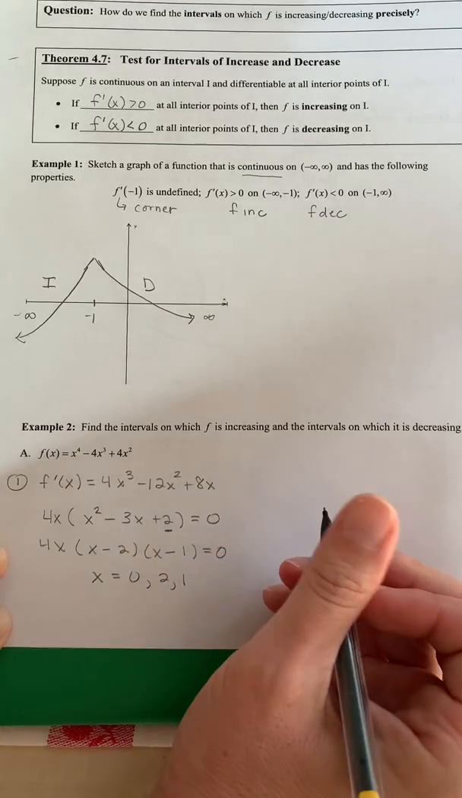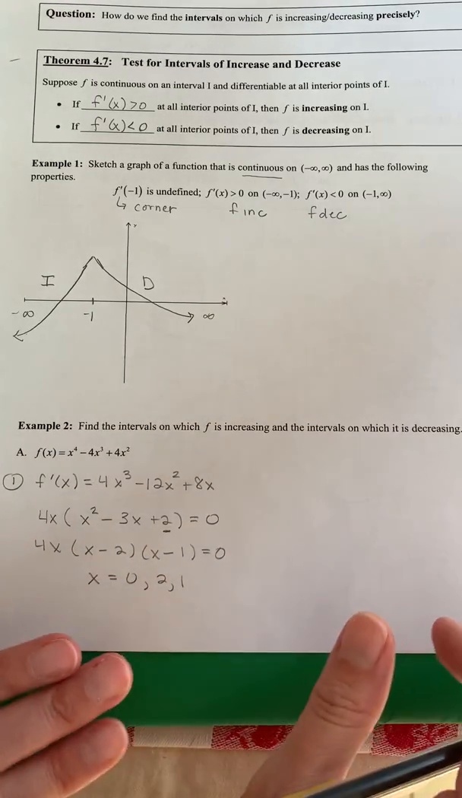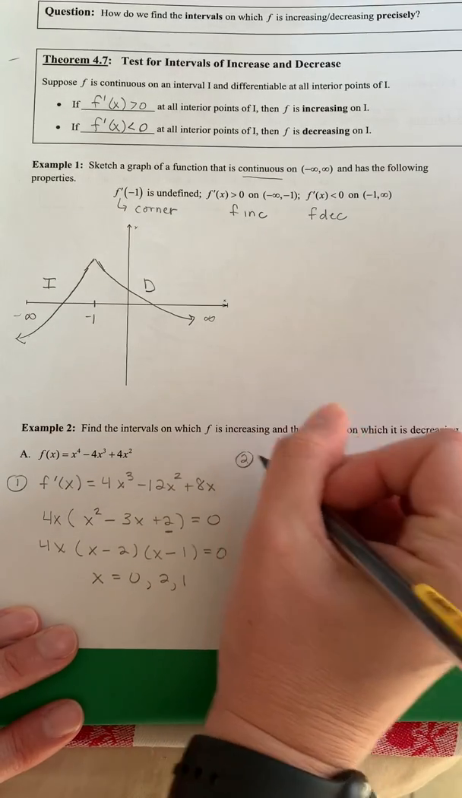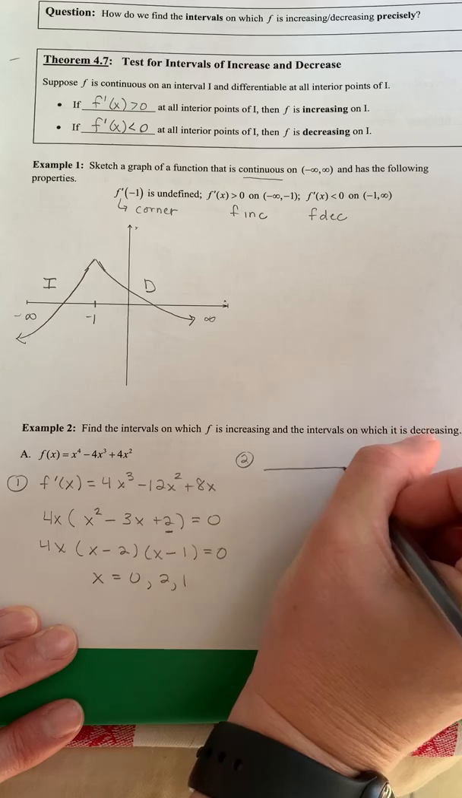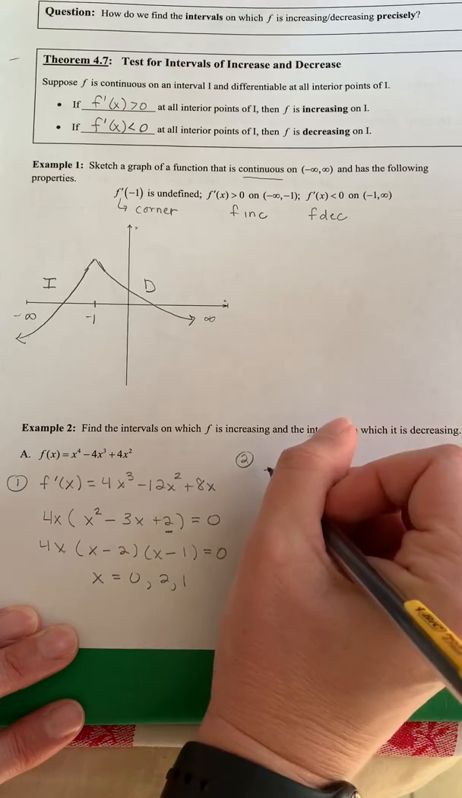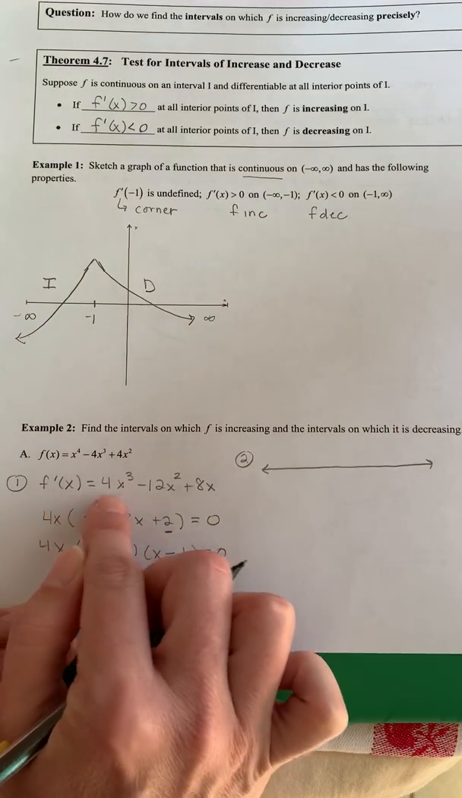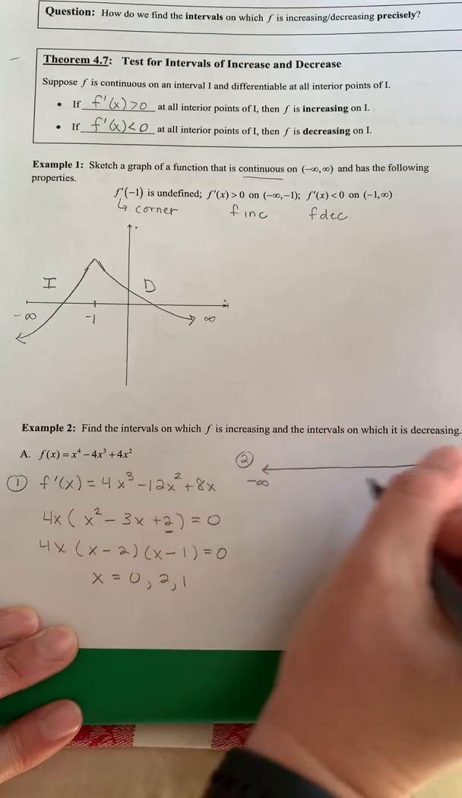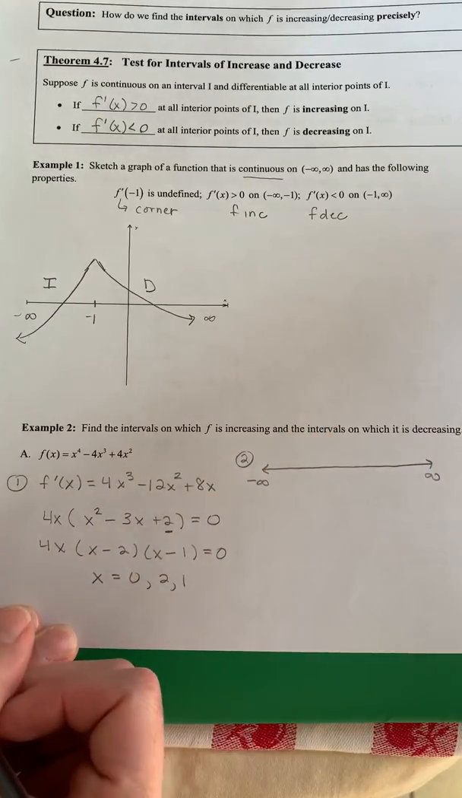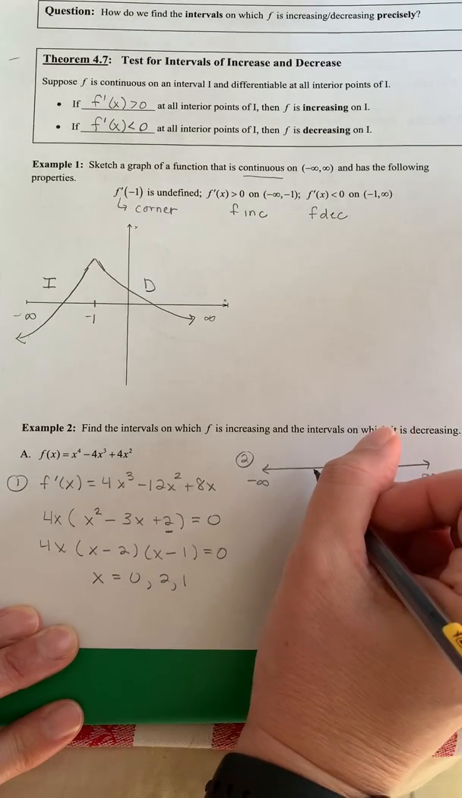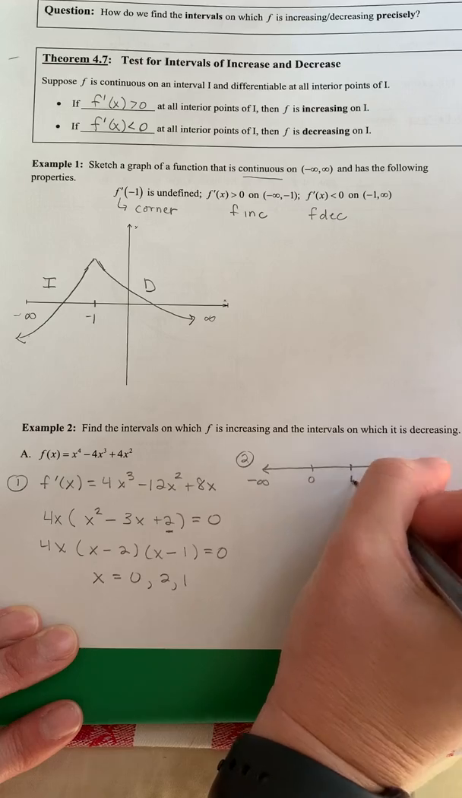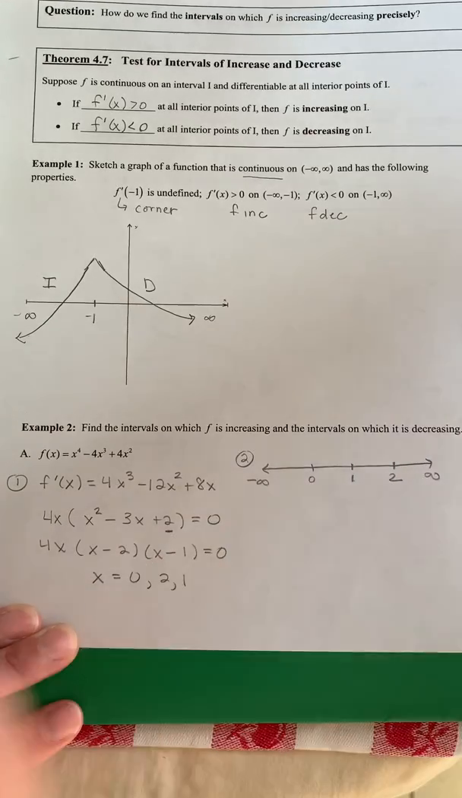All right, so next what we're going to do is something called the sign test for the first derivative. Okay, so you can go ahead and make a number line. We know that the domain of the first derivative is all real numbers because it's a polynomial. Put the critical points on there. So we've got 0, and then 1, and then 2.